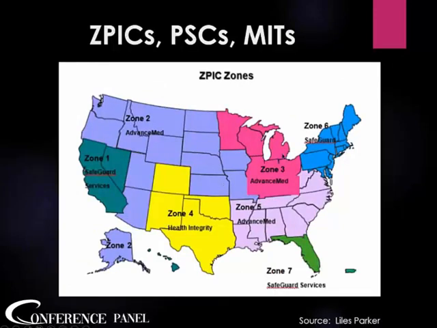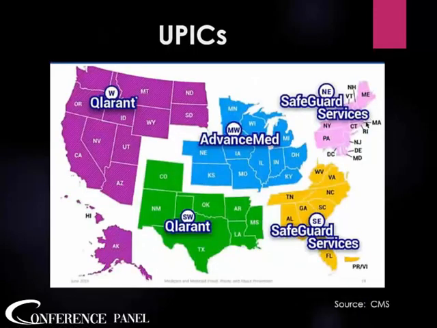So this is the map that used to be. This is the map where the contractors for the ZPICs and the MICs and the PSCs were working. Again, there's still some legacy projects that are taking place, but those have pretty much phased out and are now the UPIC. The UPIC is basically the umbrella for all of the previous initiatives where they were contracting through the ZPICs and the MIC.